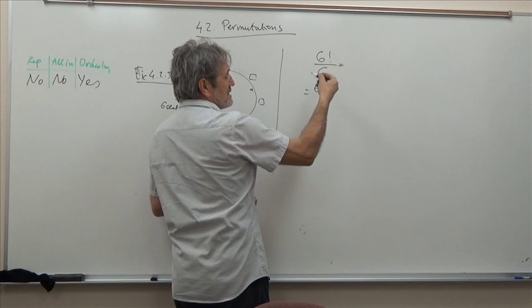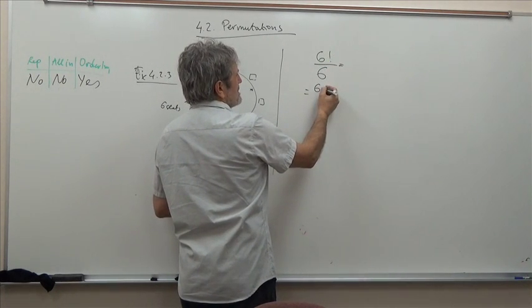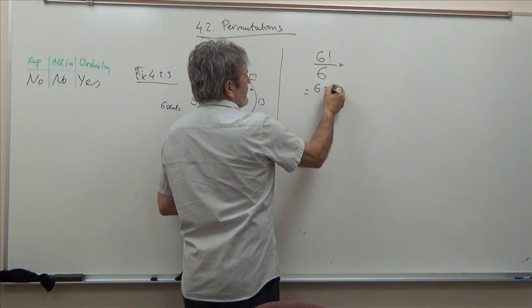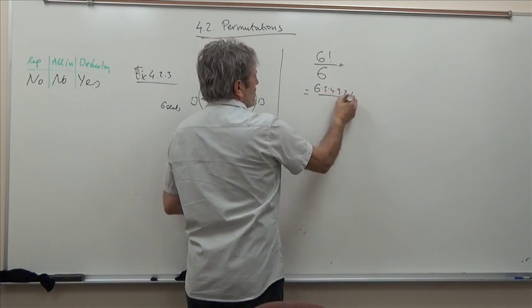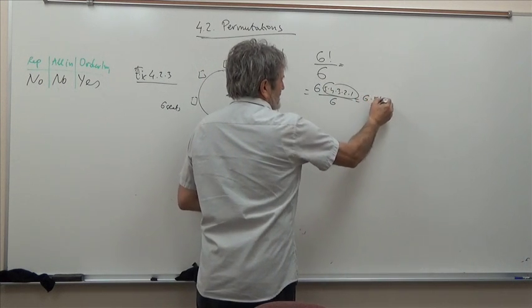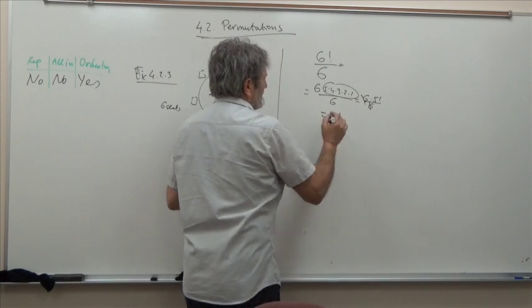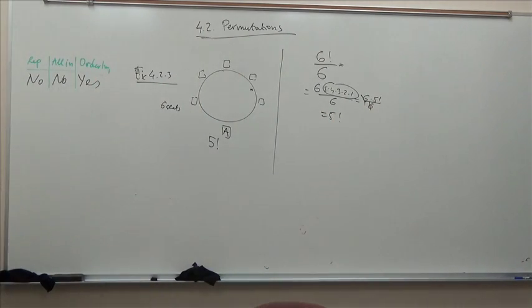Oh, by the way, in calculations, you'll see that we'll need that very often in section 3. 6 factorial is 6, 5, 4, 3, 2, 1 over 6. So very often we write this 6 times 5 factorial. First times all the others, then this cancels, and I get 5 factorial.